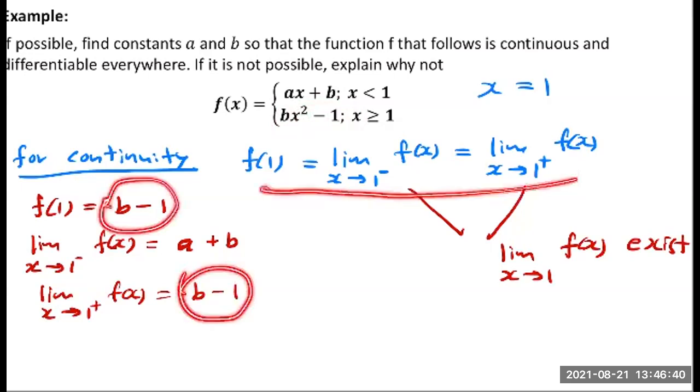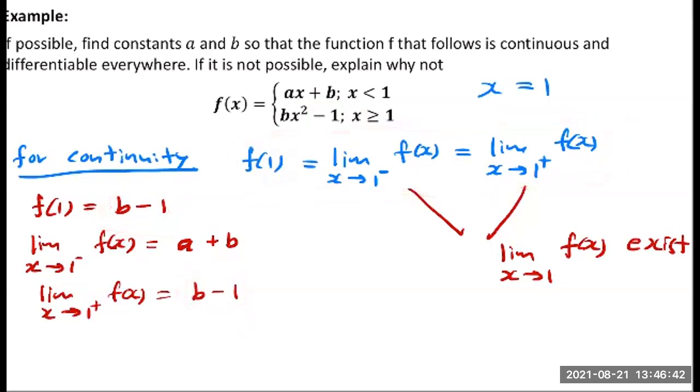What do you want at the end of the day? You want f of 1 to be equal to the left limit, which should be equal to the right limit. Because this is already equal to this one, all you need is for these two to be equal. Your left limit and the right limit should be equal. That means you want a plus b equal to b minus 1. Now, of course, if you move your b to the left-hand side, you get a equal to minus 1. You have the value of a.